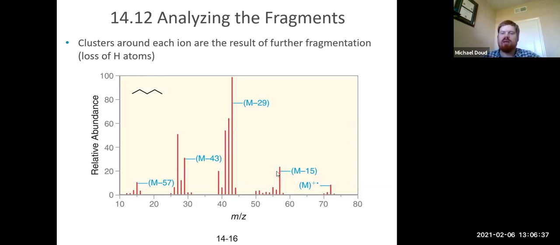Cutting off one methyl group is M-15. The ethyl group cutoff is M-29. The propyl group cutoff is M-43. And then you cut off a butyl group, and that's your M-57. It kind of makes sense, right? This is the methyl group over here, and this is the butyl group. They kind of mirror each other a little bit, so that's a way to check that. Again, we're not worried about that. We're going to focus on the parent peaks for this lab.